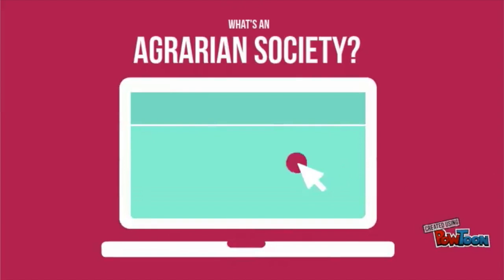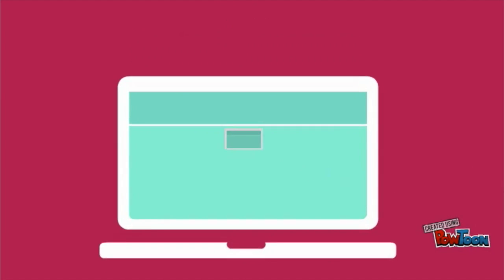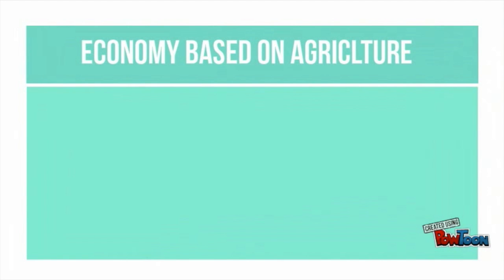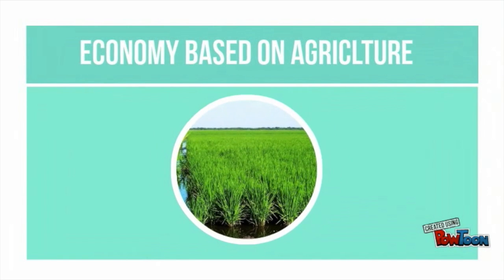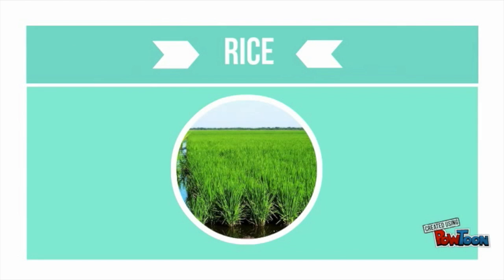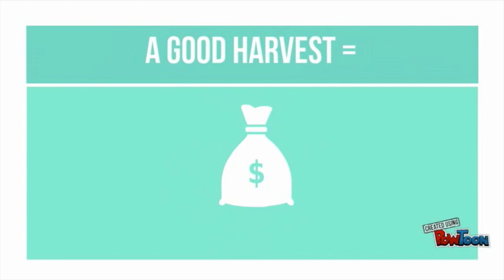So what is an agrarian society? An agrarian society is any society that bases their economy on agriculture or a crop. In Cambodia's case, this crop was rice. For instance, a good harvest would mean that the economy of the society would be strong and booming.